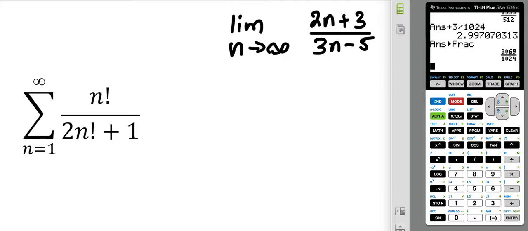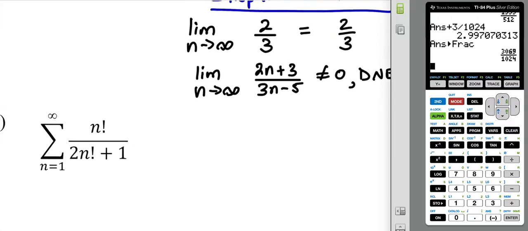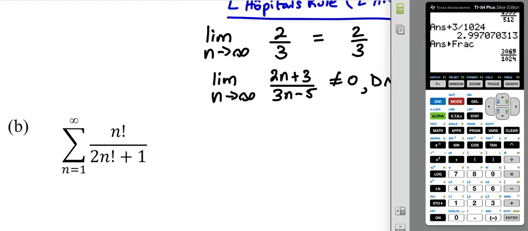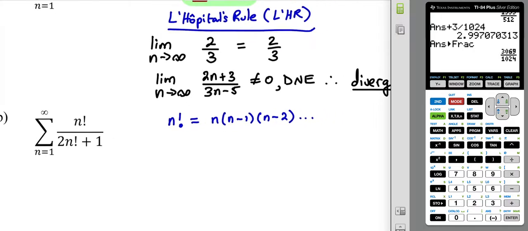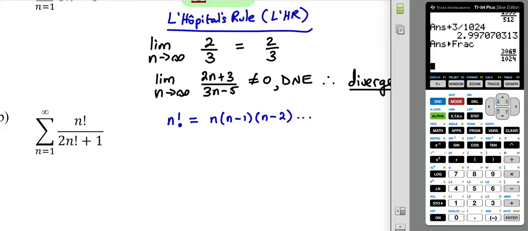Now, looking at this factorial case, the idea is, again, maybe we can apply the nth term test. Maybe it's something else, but we've got to write this in a form that's a little more palatable. So let's talk about what a factorial means for a second. N factorial can be thought of as n times n minus 1 times n minus 2 and so on, all the way down to a 1, because for example, 3 factorial is 3 times 2 times 1.